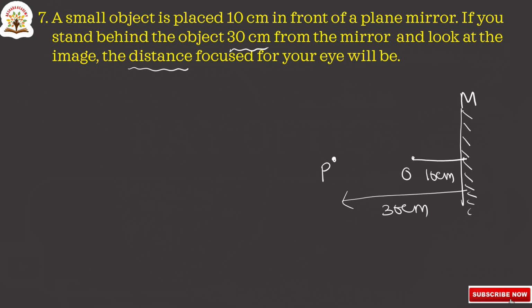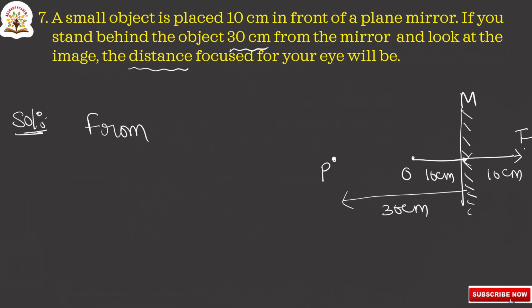Here now we are observing the image. Image is formed here. What is the image distance? Nothing but 10 centimeter. Object distance is equal to image distance. So now let us go to the solution.